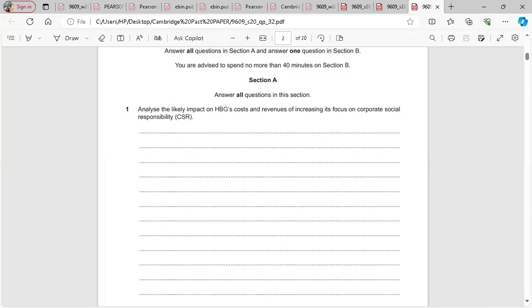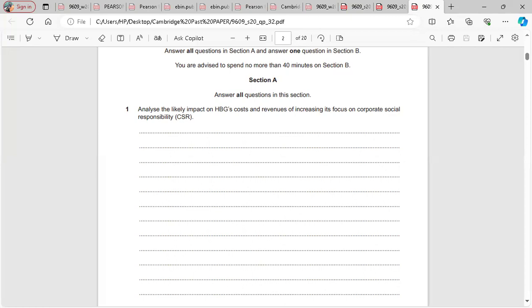That's the first thing. So if you have to be socially responsible, what are the impacts? Because it's a decision that you have to take, right? So what are the impacts on the costs for you and your income and your revenue? Corporate social responsibility is a decision that you have to take. So if you are taking this decision, what are the costs of taking this decision, and what are the benefits? That is the question. Do you get the question now? So I wrote, the following are the impacts of CSR to HBG in terms of cost and revenue.